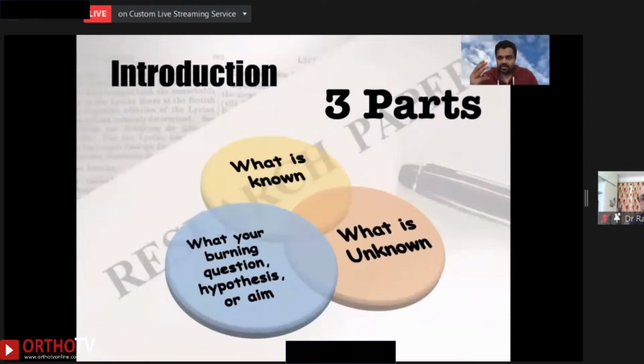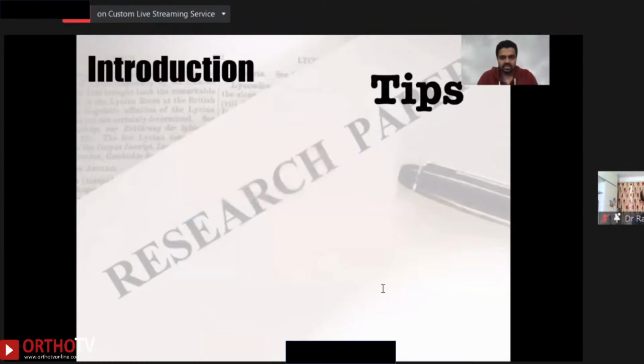It can be divided into three parts. The first part is what is known about that particular research topic, what is unknown, and then the bridge between them. For example, we are doing a PRP study. What is known? We will tell, okay, with PRP we know the clinical results are this, and then now the variables. Suppose we want to find whether there is an effect on dose, then we introduce the unknown thing. And then the hypothesis. Always the last part of the introduction should be the aims or the hypothesis.